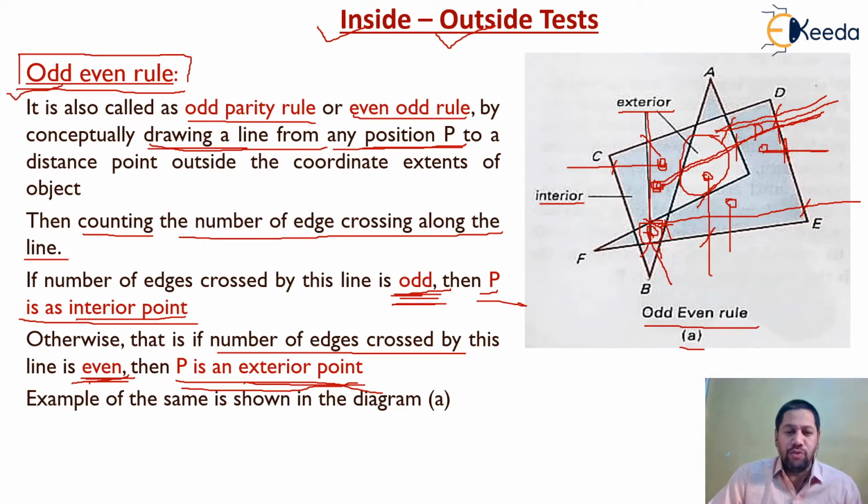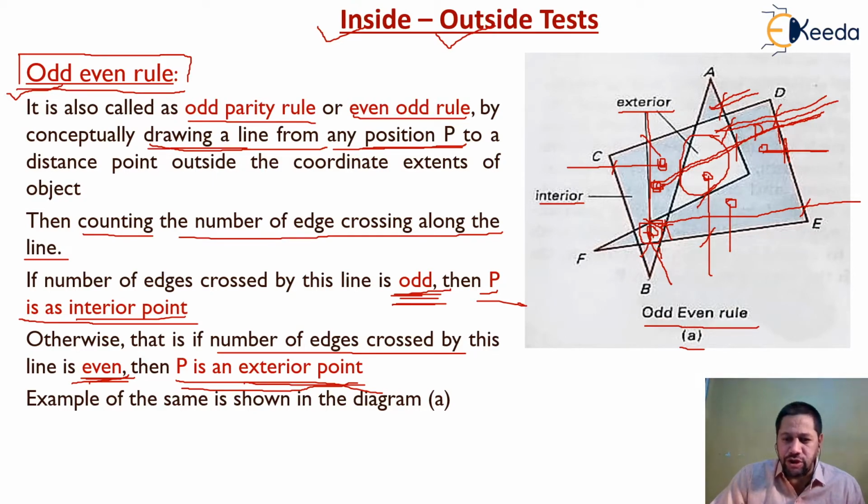I hope all of you are clear with how we have applied the odd-even rule. So this is our discussion. You can take any region, no issue. For example, suppose I take this region, and I draw the line from that region to outside. How many edges is it crossing? It is crossing only one edge. So 1 means odd, and odd means it is inside.